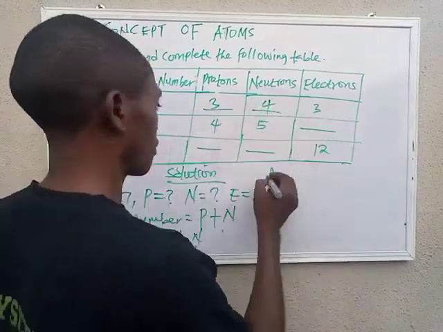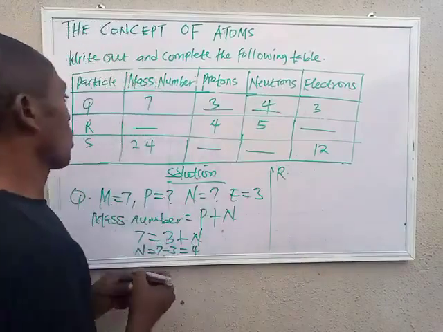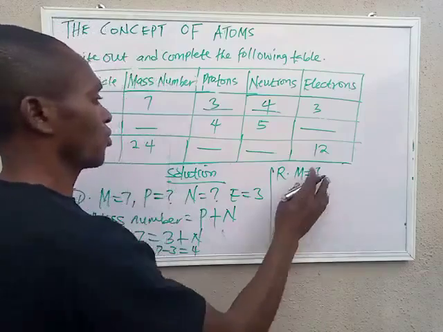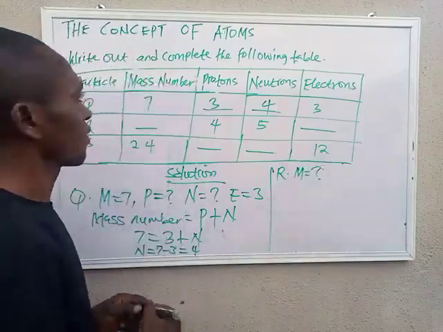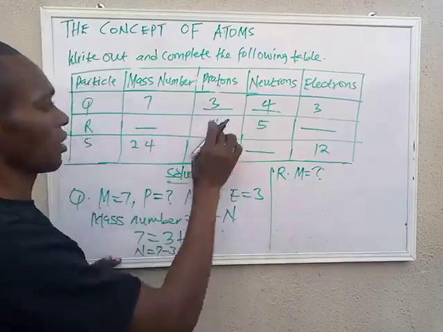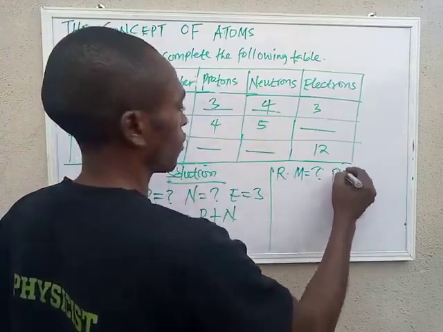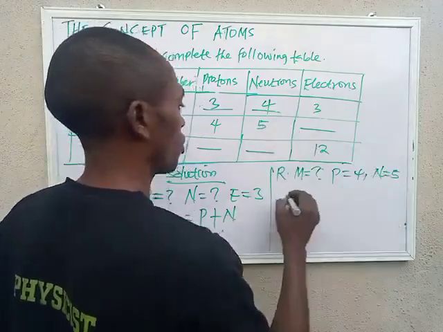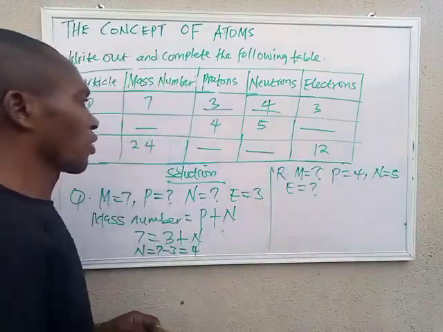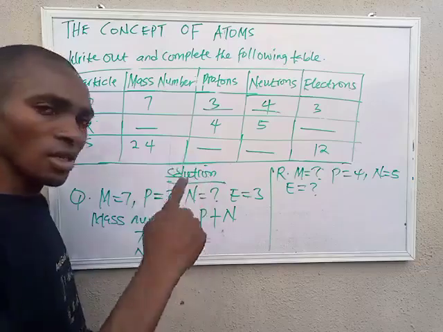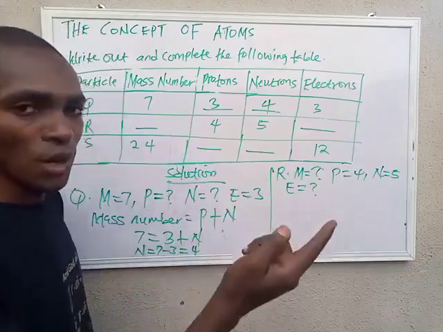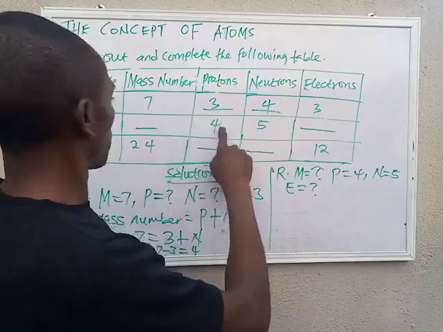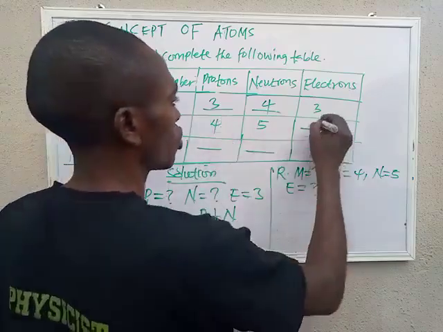The same thing for particle R. The mass number M is not given, it's a question mark. We have number of protons, P, as 4. The number of neutrons is 5. And the number of electrons is not given. Don't forget we said the number of protons equals the number of electrons of that same atom. So if the number of protons is 4, the number of electrons too will be 4.